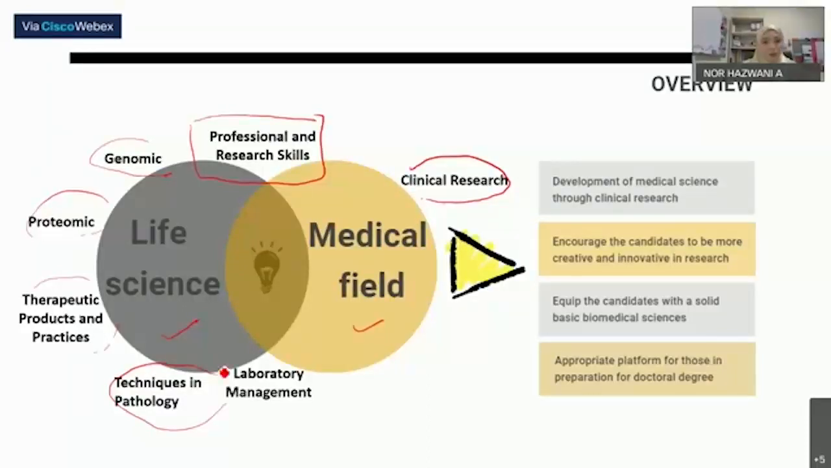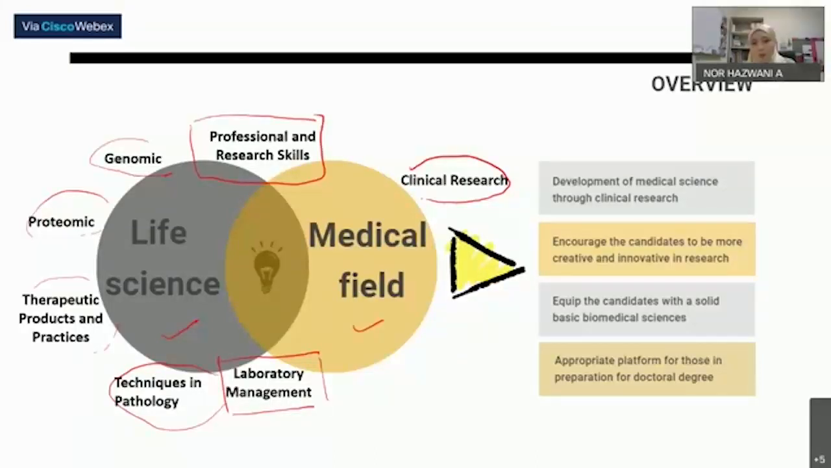For laboratory management, the candidate will be exposed to issues related to the management of a clinical medical laboratory. Apart from taking all these modules, they have to do a research as well. So that integration is highly desirable for the development of medical science through clinical research. And all the content and learning exposure will encourage the candidates to be more creative and innovative in research.